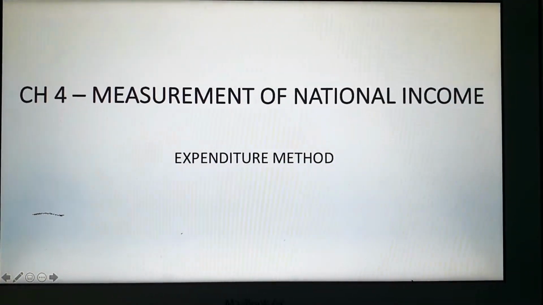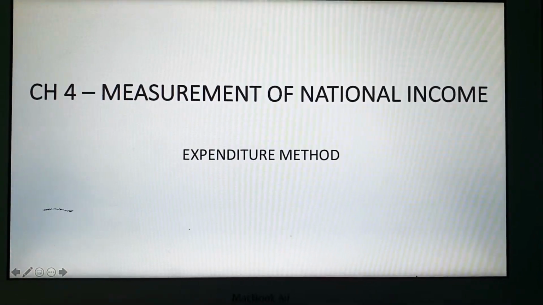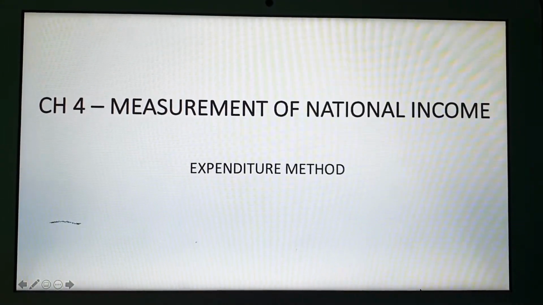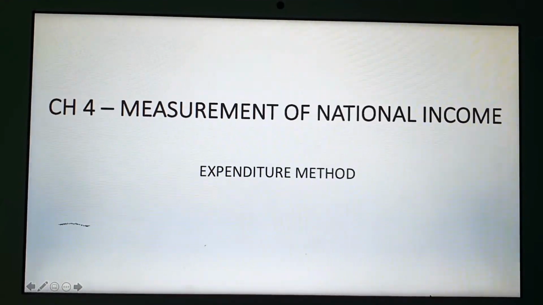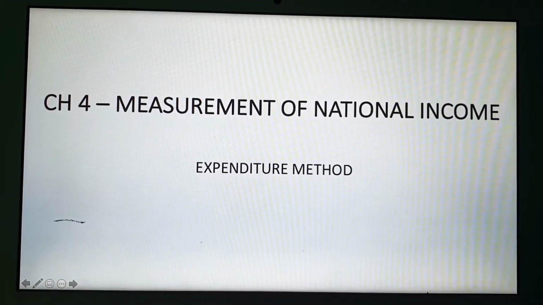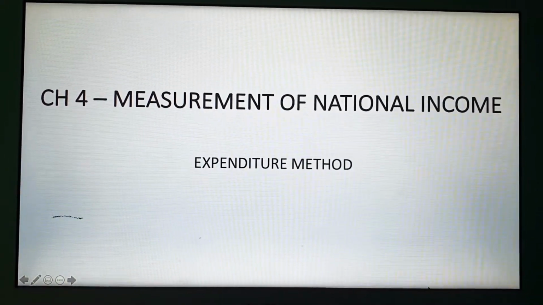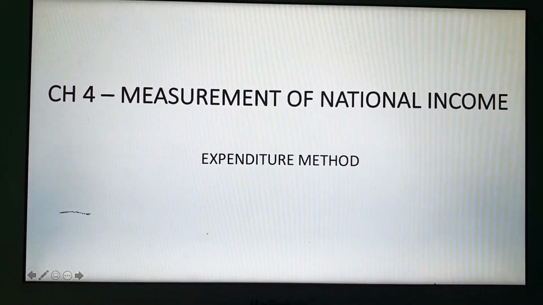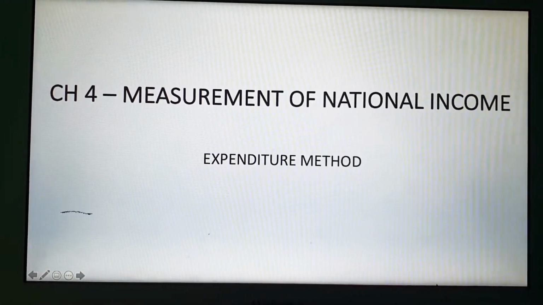Hello students, today we will understand the expenditure method of measuring national income. As per this method, the total final expenditure incurred by all the sectors is aggregated and then we get gross domestic product at market price. So the sum of all the final expenditures gives us the gross domestic product at market price. Hence, this method is also known as the income disposal method.